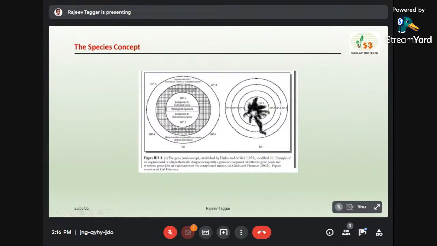Could somebody please let me know, when I move the cursor, can the cursor be seen on the screen for you guys? Please, if you could let me know.